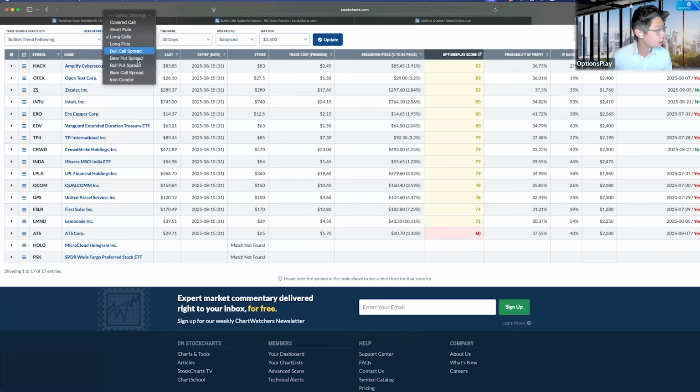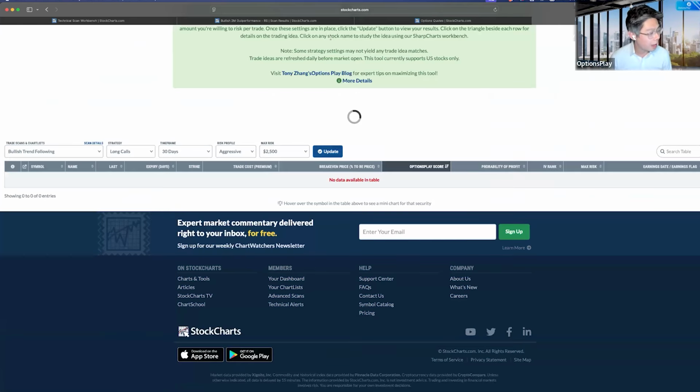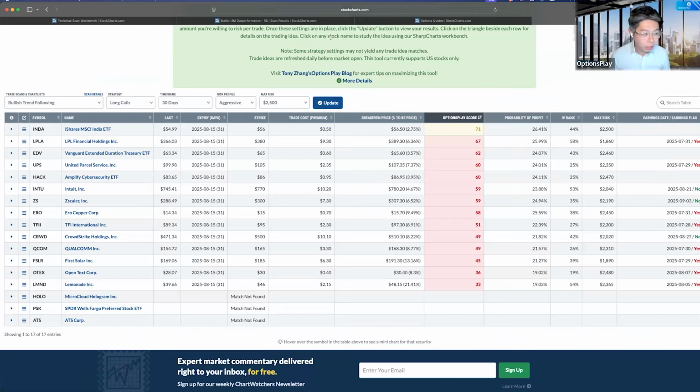So for example, if I'm looking at just buying call options, let's say I like to go out 30 days to buy my call options, and maybe I like to be pretty aggressive with my strike prices, meaning I like to buy out of the money call options. I can basically update these 17 stocks with buying 30-day out of the money call options, and have this list of stocks ranked for me based on which ones have the cheapest call options to buy.